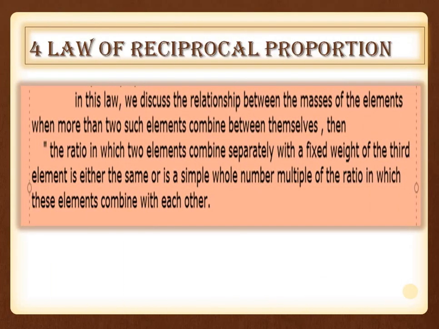Now, this is the fourth law, the law of reciprocal proportion. In this law, we will discuss the relationship between the masses of the elements when more than two such elements combine between themselves. So we can say that the ratio in which two elements combine separately with a fixed weight of the third element is either the same or is a simple whole number multiple of the ratio in which these elements combine with each other.